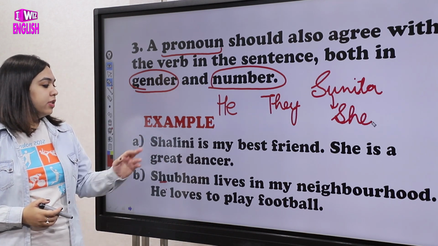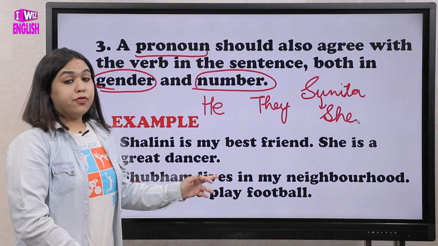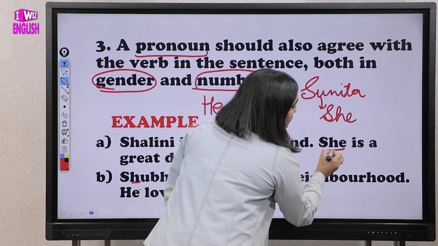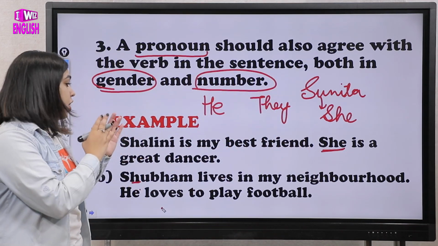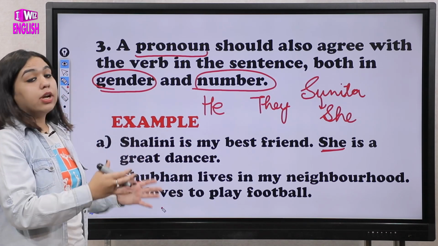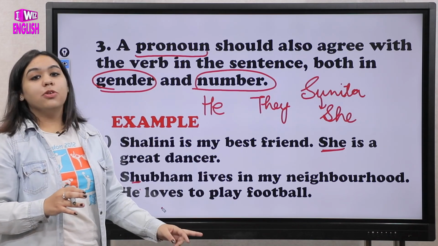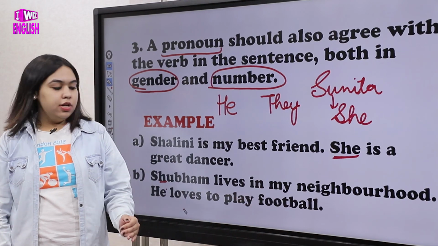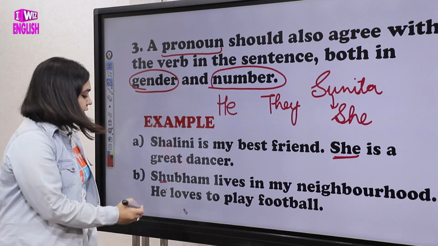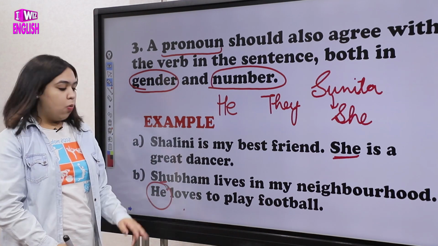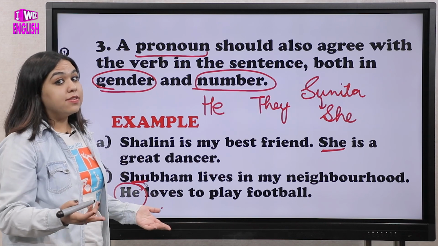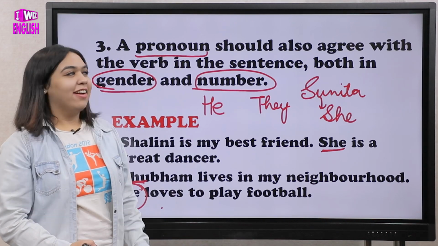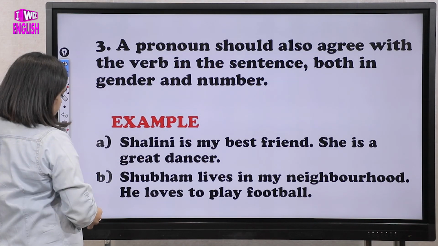Let me give you some more examples. Let's read. Shalini is my best friend. She is a great dancer. Again, I have used the pronoun she. I will not write again and again that Shalini is my best friend, Shalini is a great dancer. No, that will be incorrect. So I will rather use the pronoun she. Next is, Shubham lives in my neighborhood. He loves to play football. You see that I have used the pronoun he here. Why? Because Shubham is of masculine gender, as we have learned. So we will use the pronoun he here and the pronoun she there. I hope that this is clear to you, and we will proceed now.